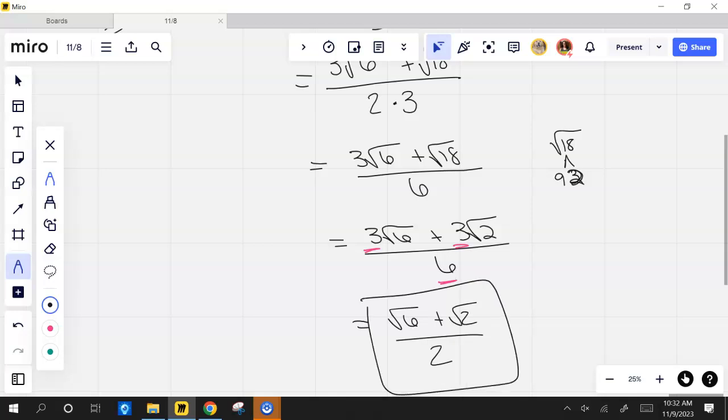There's my final answer. Don't start messing under those radicals now. Only the numbers that are outside of the radical, as long as you can divide every single thing by something. We divided everything by 3.